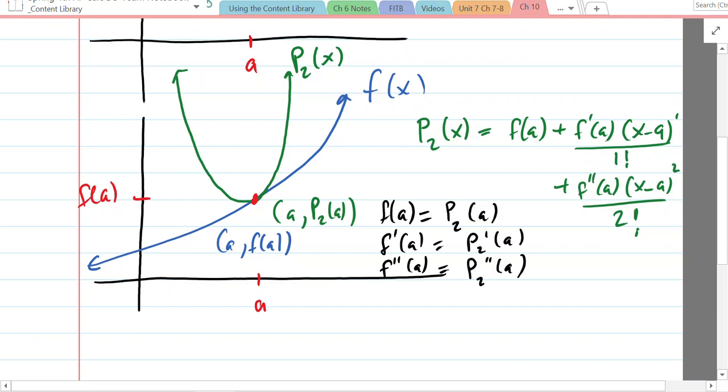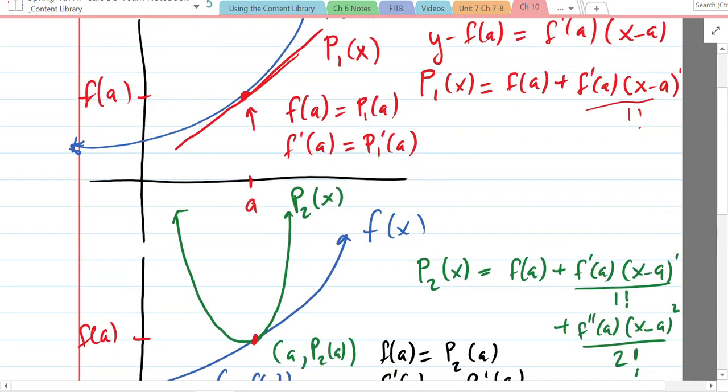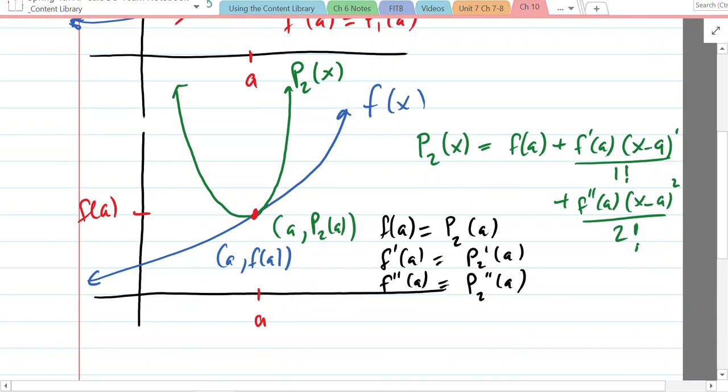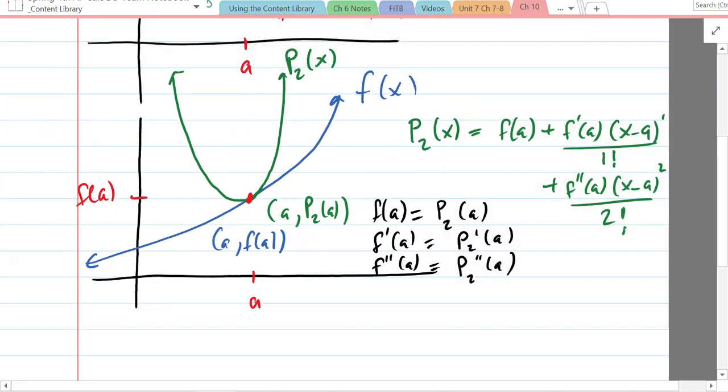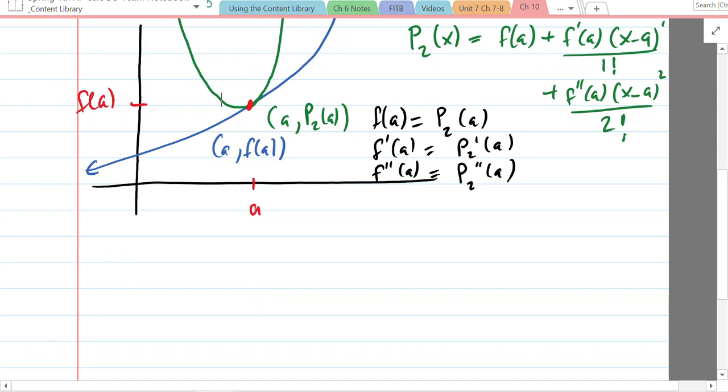And basically what goes on is, you see how with the line it's a good approximation, but you have to be really, really close. With a quadratic, it's closer. It's a better approximation. It doesn't deviate as quickly. And basically what it boils down to is the higher order the polynomial, the more derivatives you take, the higher order approximation you do, the closer the approximation will be, and it is better over a larger interval.